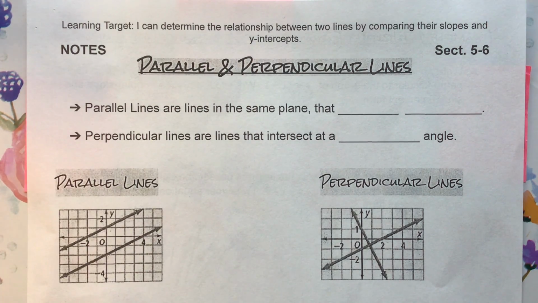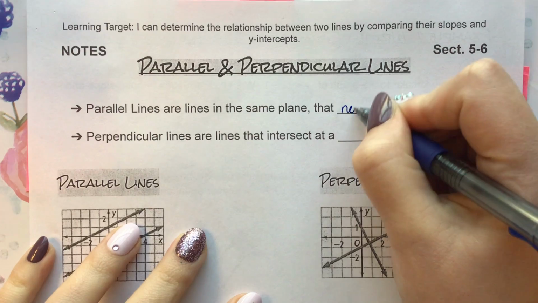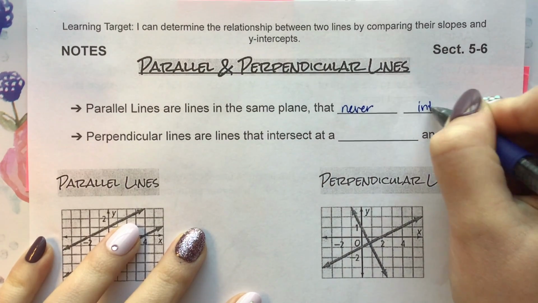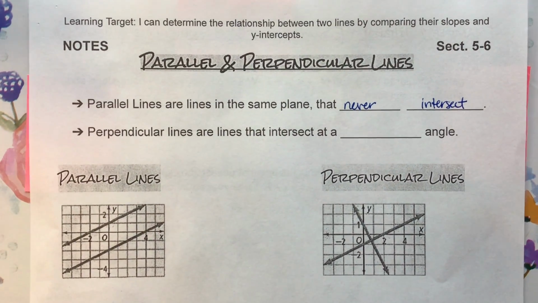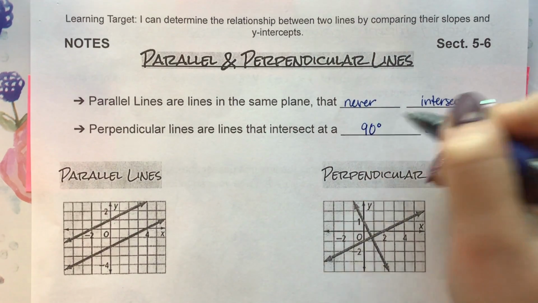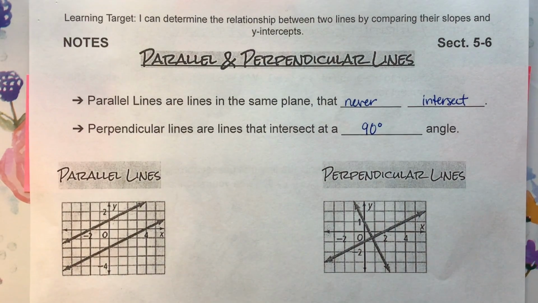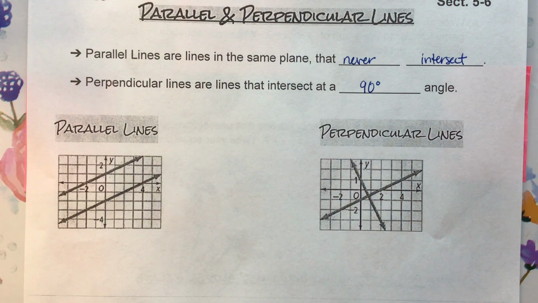So, what are parallel and perpendicular lines? Parallel lines are lines in the same plane that never intersect. In other words, lines that never touch, while perpendicular lines are lines that intersect at a 90-degree angle. So here we have an example of parallel lines and perpendicular lines.